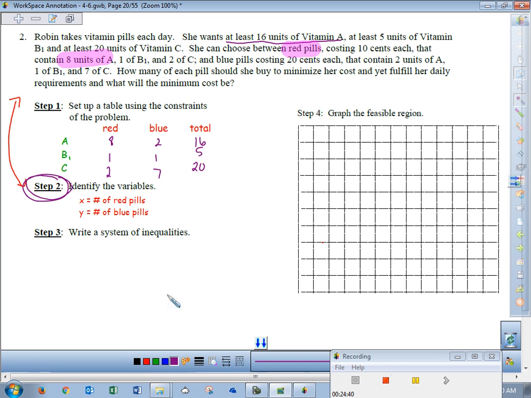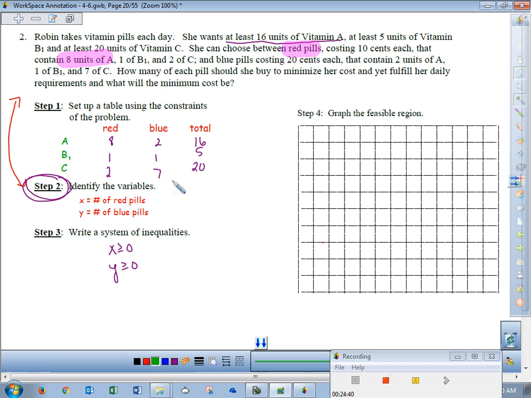So to write a system of inequalities, again, the basics: x has to be greater than or equal to 0, because the number of red pills you're talking about, that's what x stands for. You can't have negative pills. You can get no pills, 1 pill, 2 pills. They're always considered to be integers also. And y has got to be greater than or equal to 0. Then the other inequalities will just be what this table is all about.